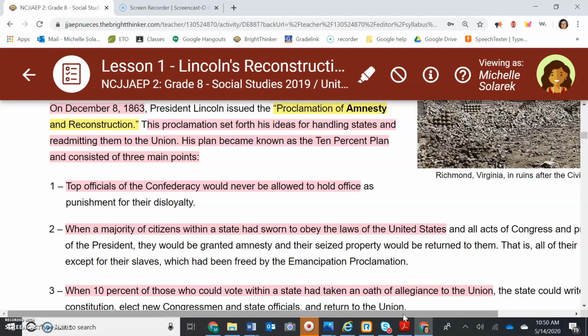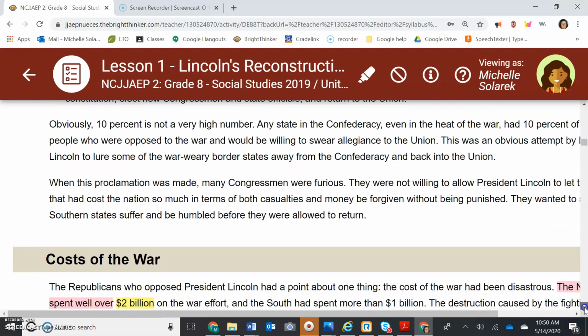Okay, the majority of the citizens in those states from the South had to swear to obey the laws of the U.S. And finally, 10% of those who could vote within the state had to take an oath that they would have an alliance with the Union, that they would be faithful to the Union. So those were the 3 easy rules that he had. And it was called his Proclamation. That's when he announced his 3 rules, during his Proclamation of Amnesty and Reconstruction. Okay, by now you should have been able to write that down for number 6. So we're going to move on.